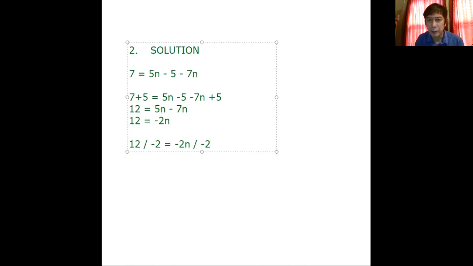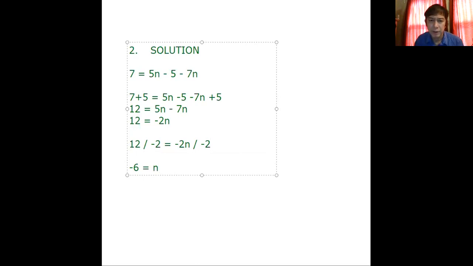So we applied here the division property. 12 divided by negative 2 is negative 6. And on the right side is negative 2, and we divide by negative 2. So you divide only the numbers. Negative 2 divided by negative 2 is positive 1. Positive 1 times n is simply n.